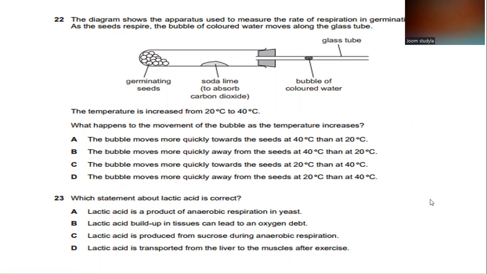Question 22. The diagram shows the apparatus used to measure the rate of respiration in germinating seeds. As the seeds respire, the bubble of colored water moves along the glass tube. The temperature is increased from 20 degrees to 40 Celsius. What happened to the movement of the bubble as the temperature increases? The bubble moves more quickly towards the seeds at 40 Celsius than at 20 Celsius. The answer is A.